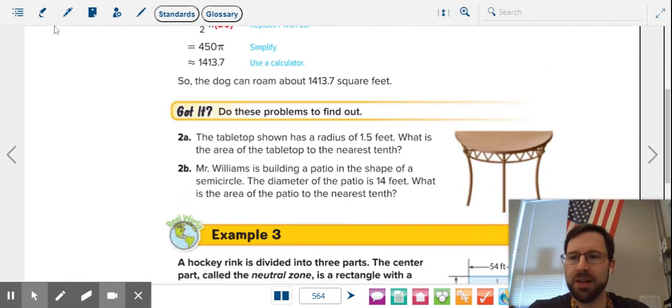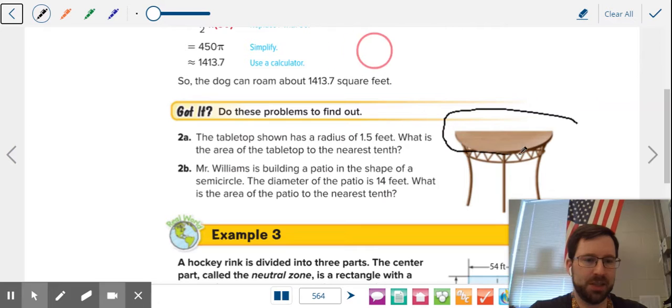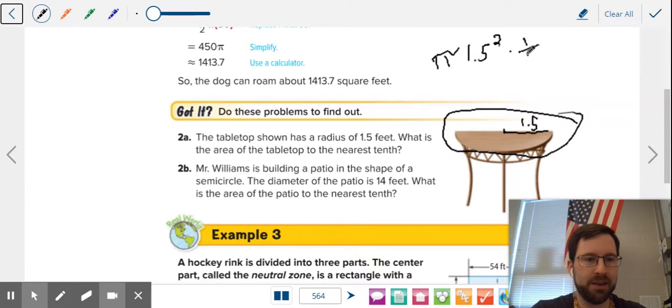Now, what do you do if it's part of a circle? If you look at this table here, the tabletop has a radius of 1.5 feet. So here to here is 1.5. What's the area? It's half a circle. So when we do this, we're going to do 1.5 squared, and you can either times by half or divide your answer by 2. Whatever makes more sense to you, because half is the issue.